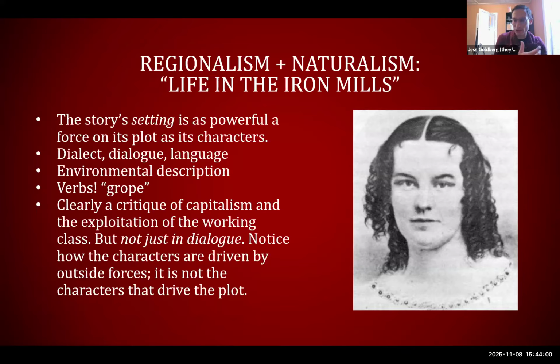I already spoke about that in an earlier slide, but the way that there's so much emphasis on what this place is like, right? Okay, and then I mentioned this in class, and I want to say something quickly about it. Notice the verbs that are used. The verb grope is used a lot in this story, and it's not used in the kind of way to make it sound like people are being creepy. It's actually used if you think about the difference between reaching for a doorknob and groping for a doorknob.